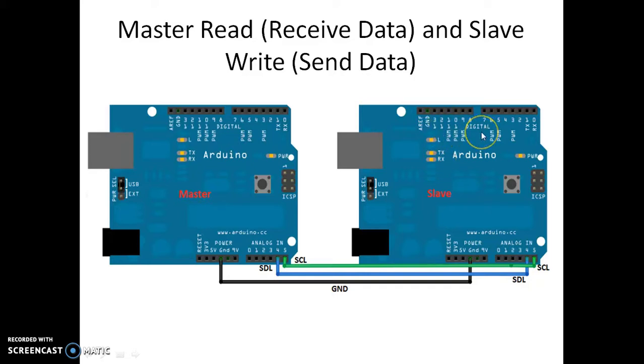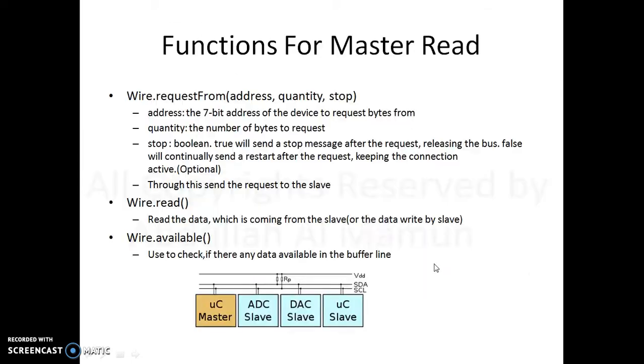Here we see how the master will read the data from the slave, or the slave will write the data to the master. This is a simple circuit diagram. SCL connects with SCL and SDA connects with SDA, and ground will be connected as a common ground. So let's go to the next slide.